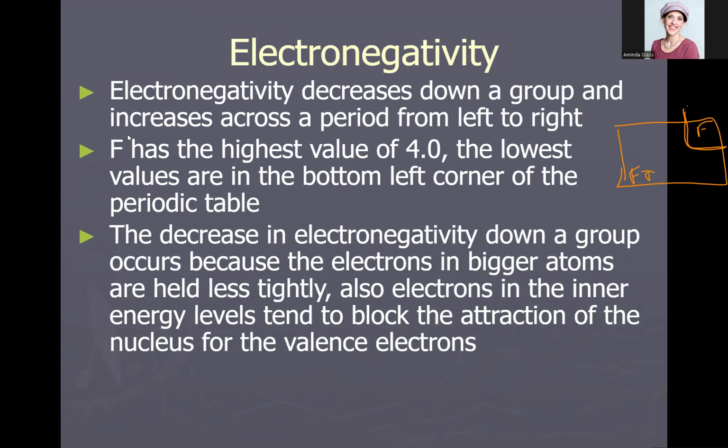Now, the decrease in electronegativity down a group occurs because of the shielding effect. Remember, the larger the atoms, the farther away the electrons are, so they're held less tightly. The inner electrons tend to block the attraction of the nucleus for the valence electrons, which means they're lost more easily.